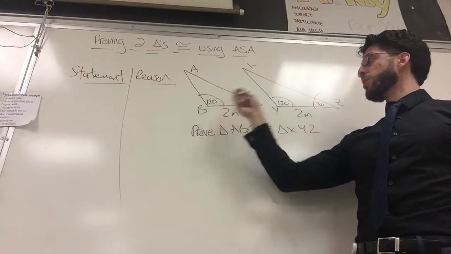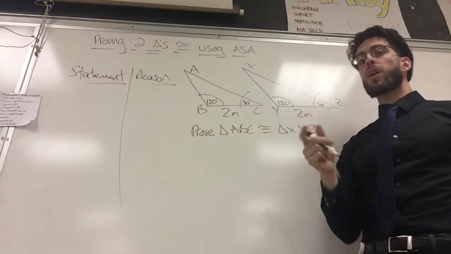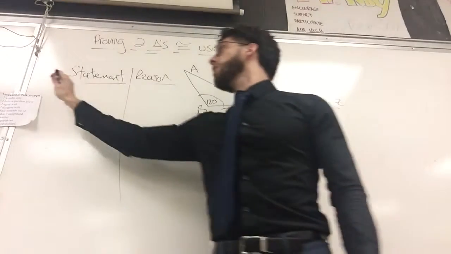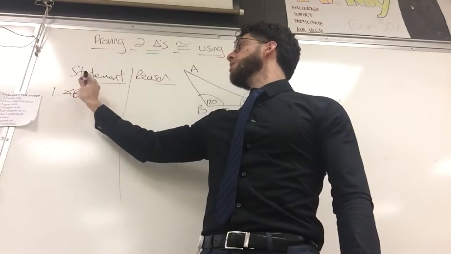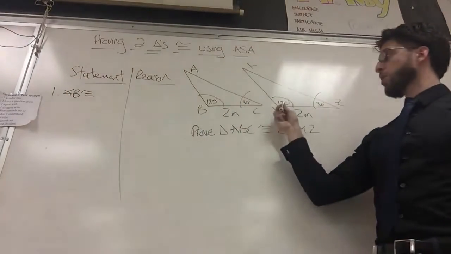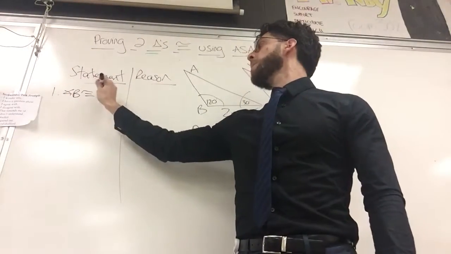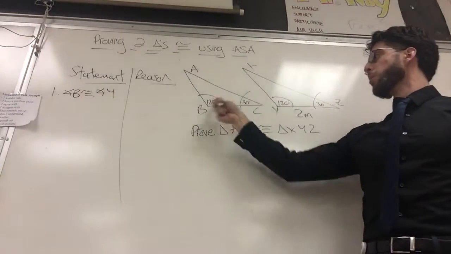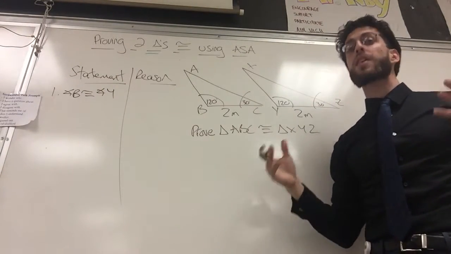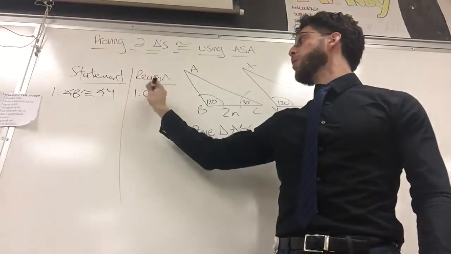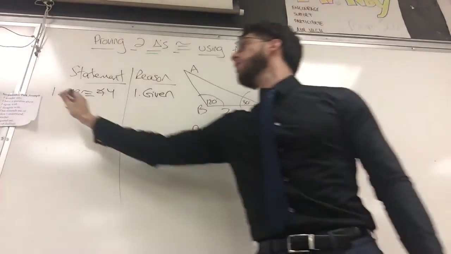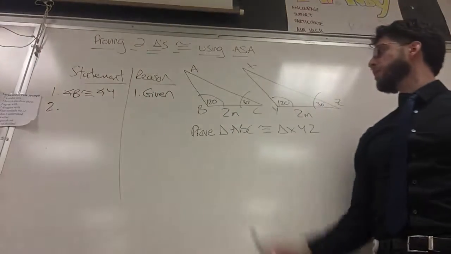If you see 120, you see 120, right away you should be able to say, number 1, angle B is congruent to corresponding angle Y. Why would you say that? Oh, they're both 120. It's obvious. It's given. It was in the question already. It's given. Do you see anything else?